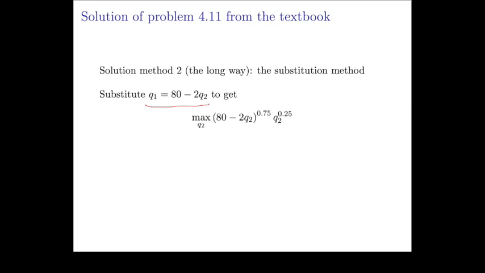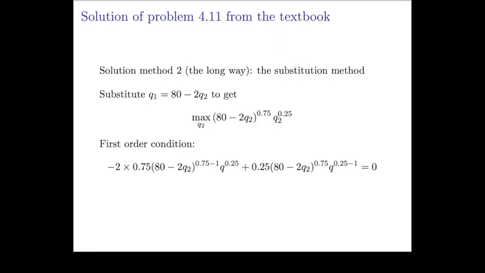Remember, the budget constraint was Q1 plus 2Q2 equals 80. So if we solve for Q1, we get Q1 equals 80 minus 2Q2. If we plug that into the utility function, we just get 80 minus 2q2 to the 0.75 times q2 to the 0.25. And so all we have to do is choose q2 that maximizes this. So let's write down our first order condition. We just take the derivative of this whole thing with respect to q2. So we can use the product rule and the chain rule.